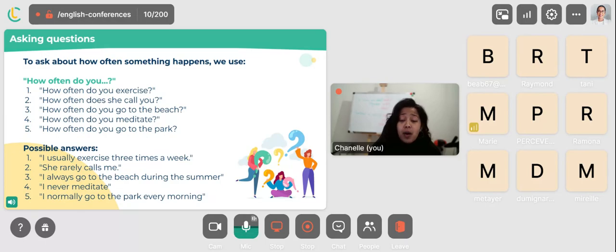So now the response needs to be so many times per week. For example, I usually exercise 3 times a week. Or, she rarely calls me. I always go to the beach during the summer. I never meditate. I normally go to the park every morning. So you can use an adverb of frequency and you can use an exact amount. 3 times a week, 4 times a month, every morning.